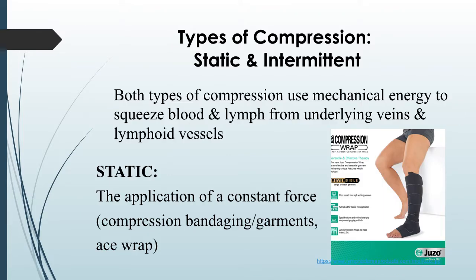Compression devices are often broken up into two categories, static and intermittent. Both types of compression use mechanical energy to squeeze blood and lymph from underlying veins and lymphoid vessels. Static compression consists of a constant force. Intermittent compression consists of on and off cycles where the pressure changes over time.